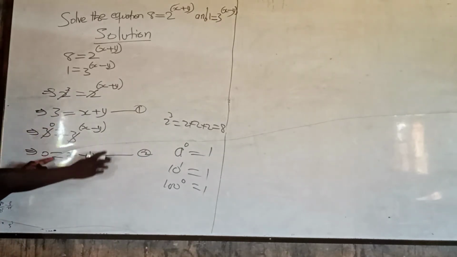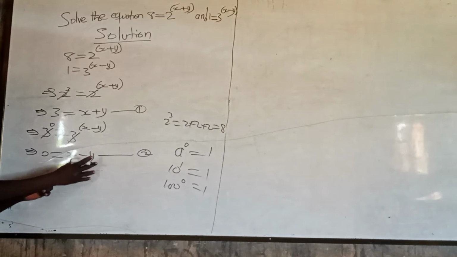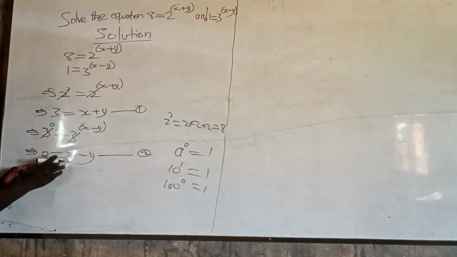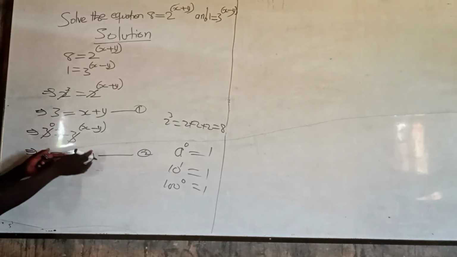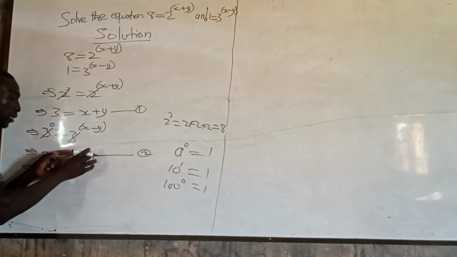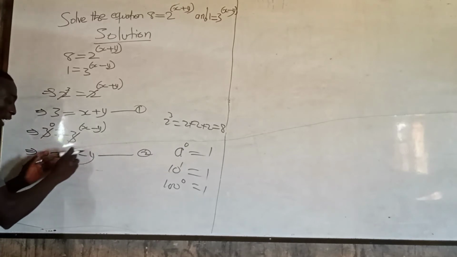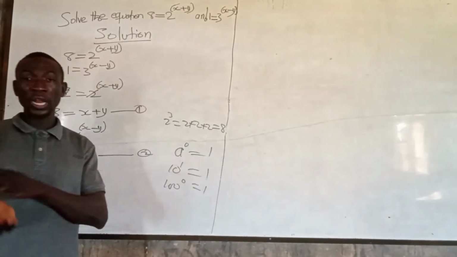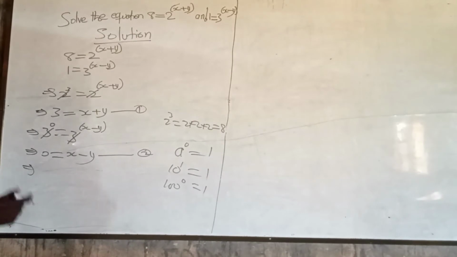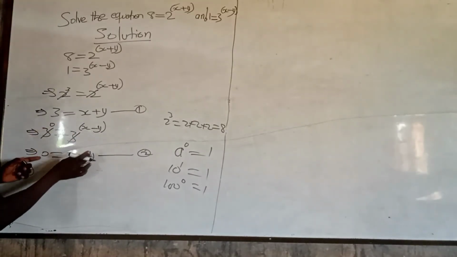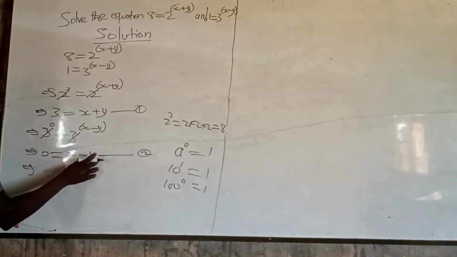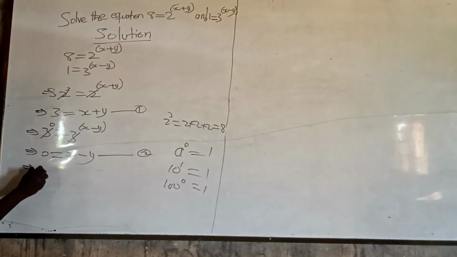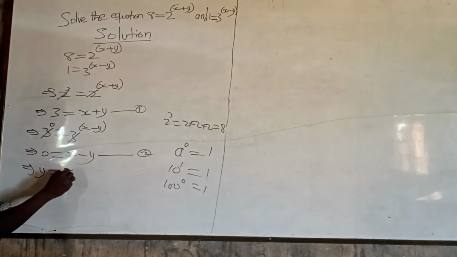But we can write this better. We can write 0 equals x minus y better. We put each variable at each side of the equal sign. So when we bring this one over, we are going to get y equals x.